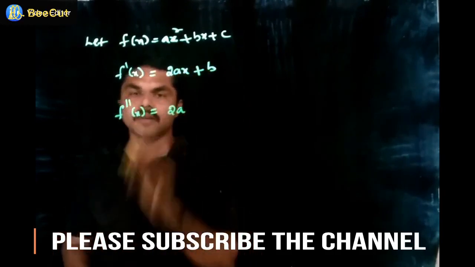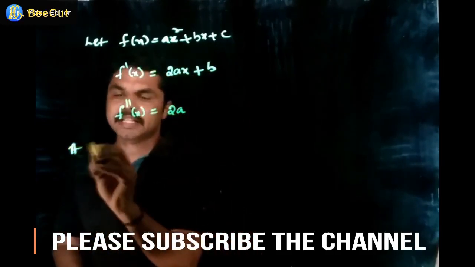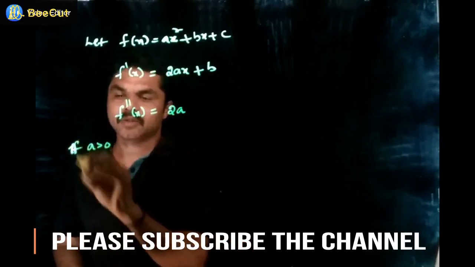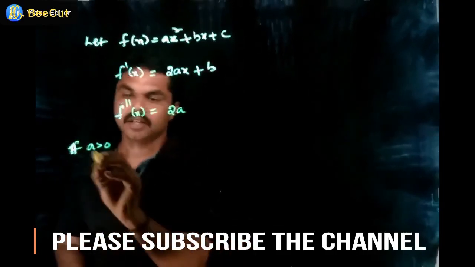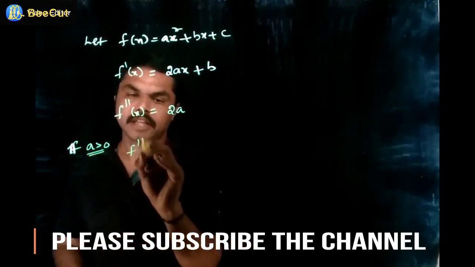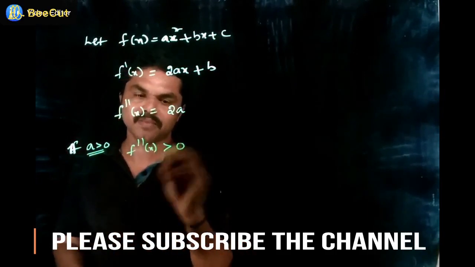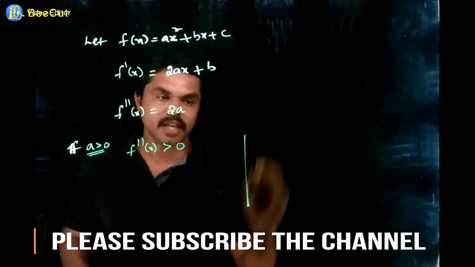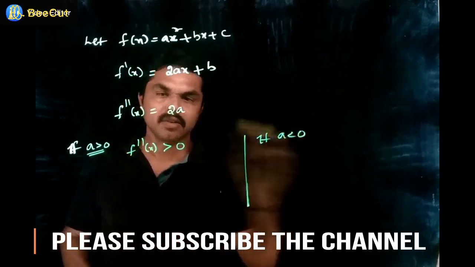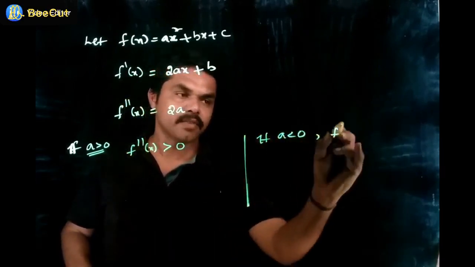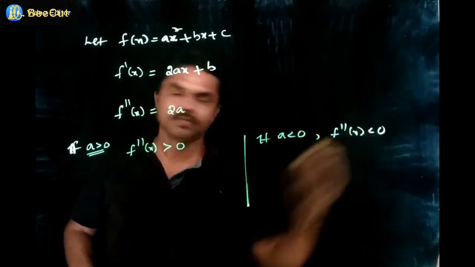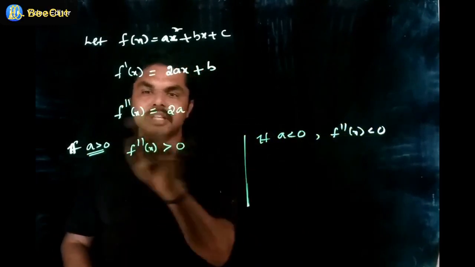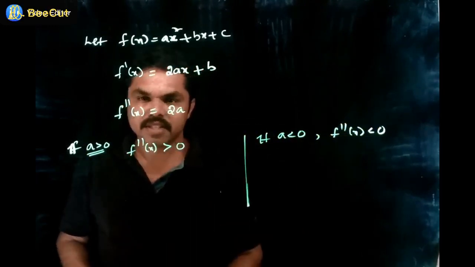Right. Now, if a is greater than 0, very clear, f double dash of x is also greater than 0. In the same way, if a is less than 0, here f double dash of x is also less than 0. So depending on the a value, the nature of f double dash of x will change.